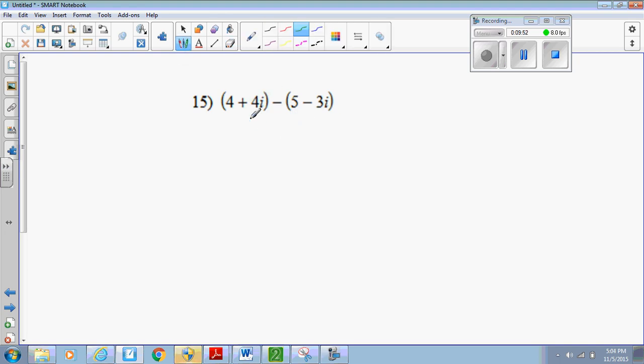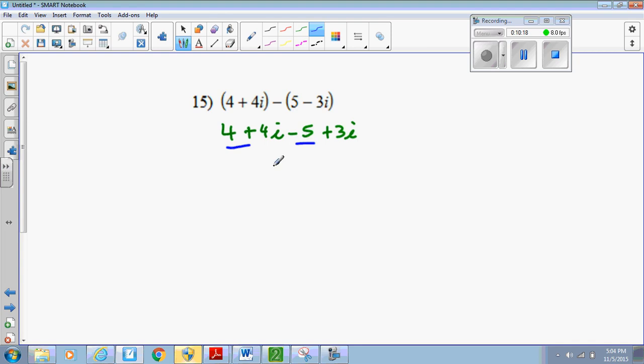Now, when we want to simplify this, my suggestion is write it again, but this time without parentheses. When there's no number in front of that first parentheses, it's just written as it is. But this minus sign changes the signs inside. So minus 5 here, and then negative times a negative is plus 3i. And then I just combine like terms.